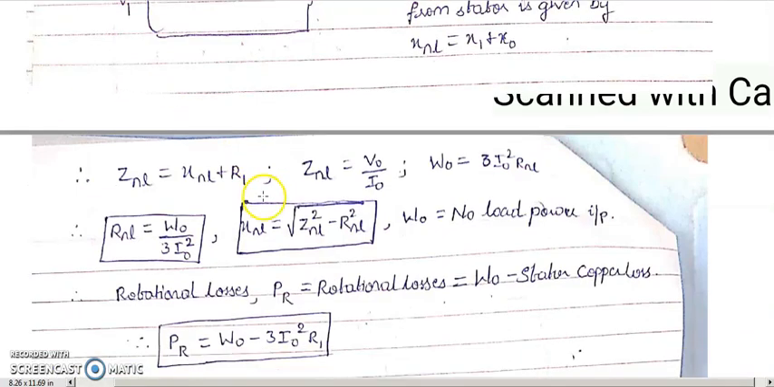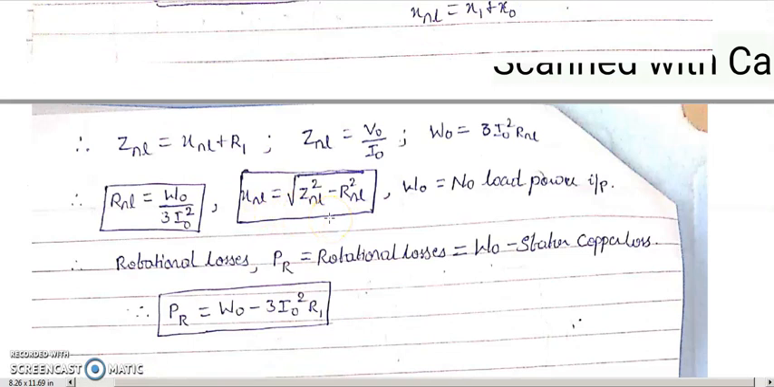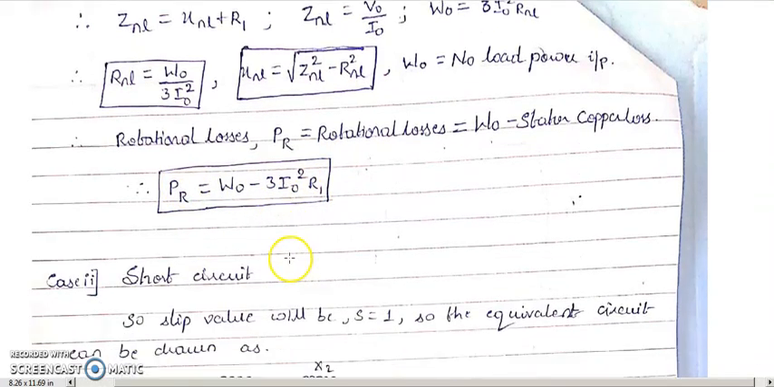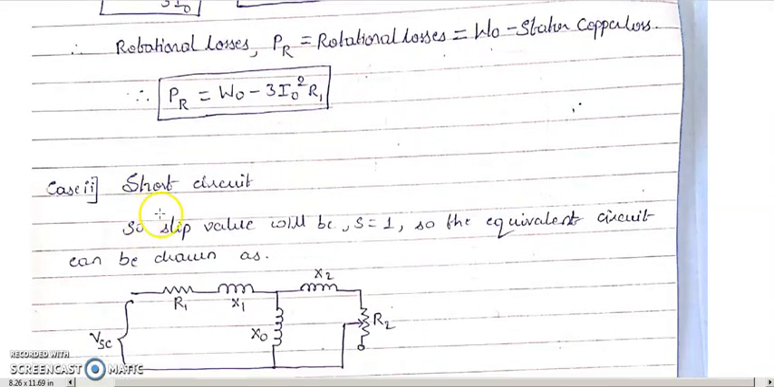R1 can be calculated by applying a small amount of DC voltage to the stator winding and seeing the current flowing through it. Dividing V by I, you will get R. That's a different case, just remember. Next one is short circuit.